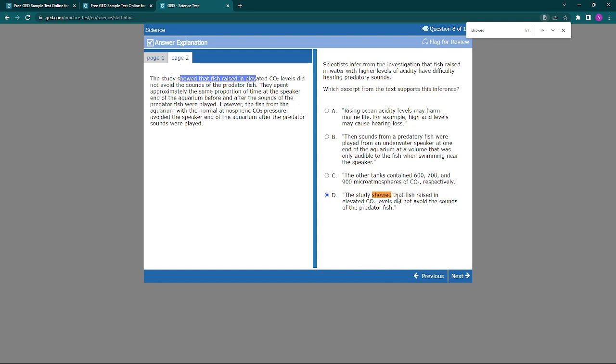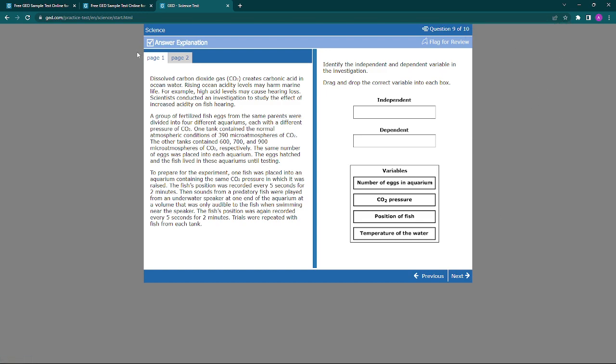So, it concluded that it did. They spent approximately the same proportion of time at the speaker end of the aquarium before and after the sounds of the predator fish were played. However, the fish from the aquarium with the normal atmospheric CO2 pressure avoided the speaker end of the aquarium after the predator sounds were played. So right there's visible, observable evidence that they heard the sound. Because they're predatory fish, they don't want none of that. So, yeah. Next. Anyways, I didn't even know. We might have to go back and read that.